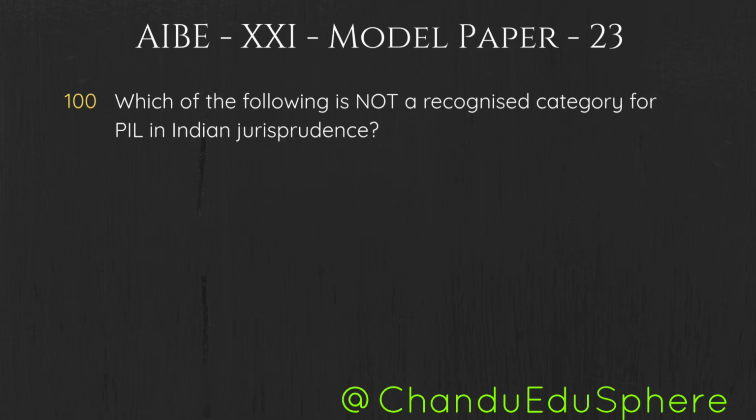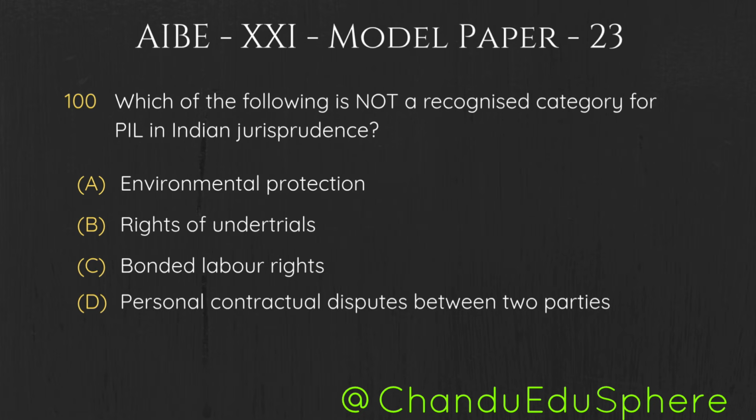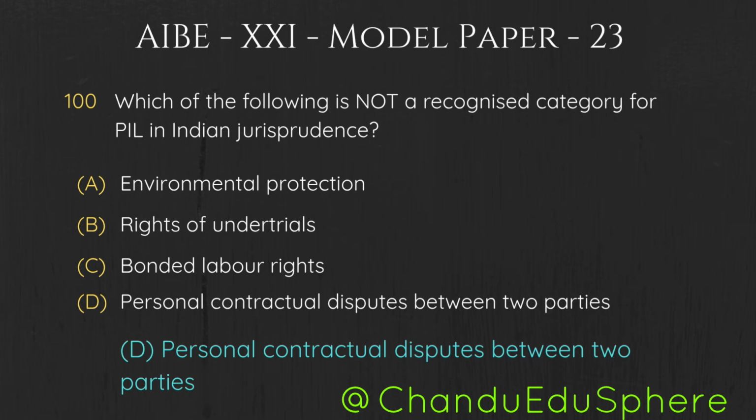Which of the following is not a recognized category for PIL in Indian jurisprudence? PIL is meant to redress public injuries and grievances of those who cannot themselves approach the courts. Purely private contractual disputes between two parties involve only their individual rights and lack the element of public interest that is the very foundation of PIL. So D is the right choice.